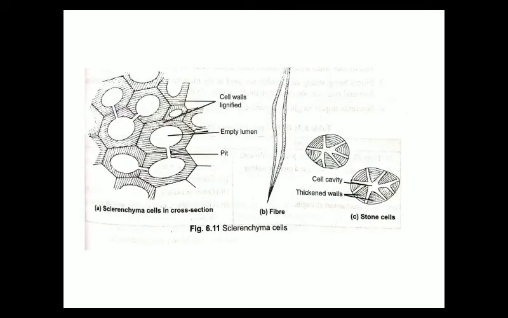So this is the diagram of the sclerenchymatous tissue. If we cut the cross section, then it will look like this. In this diagram you can see that cells are compactly packed and there is deposition of a waterproof substance, which is the lignin. And this sclerenchymatous tissue is further divided into two types, that is fiber and sclereids. So this is the fiber and this is the sclereids, which are also known as stone cells.